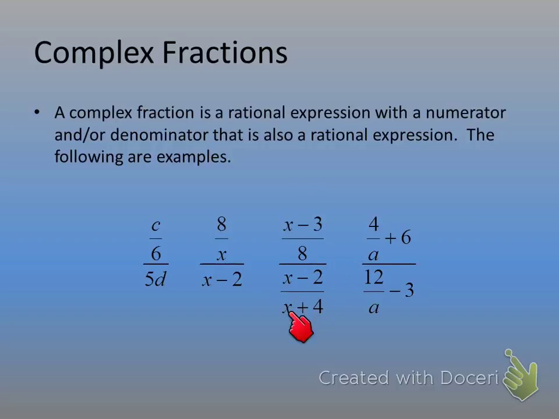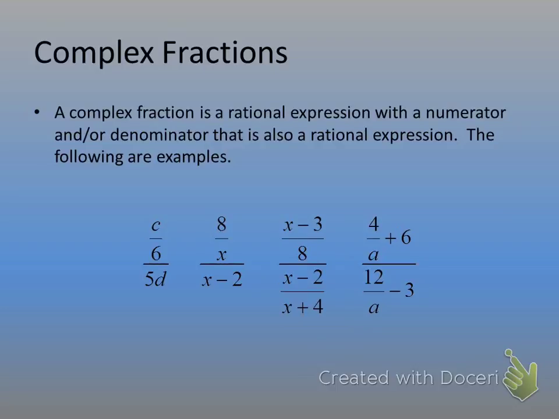For example, if you look at this fraction here, x minus 3 over 8 over x minus 2 over x plus 4, the x minus 3 over 8 is considered the numerator of your main fraction. The x minus 2 over x plus 4 is considered the denominator of your main fraction because of this division bar right here, splitting it into two. This is your numerator, this is your denominator. So you have to make sure you identify that split, because it's very important for what you're going to do process-wise.